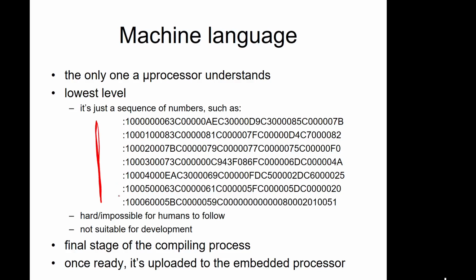It is impossible or very difficult for us to actually understand this, so we need some easier language to write our program in before it gets converted into this form. This is the final stage of compiling, so you don't actually see the program in this state. We'll see it in a much more readable state, but once it's compiled, it will then be in this state, which you then upload to your target computer.